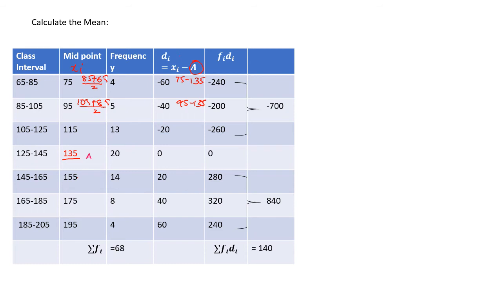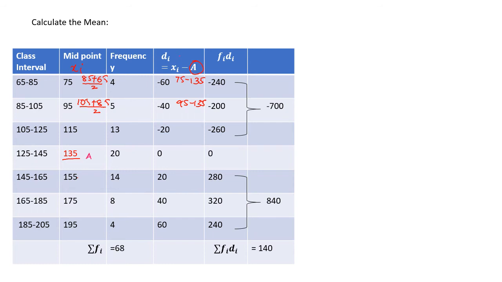Frequency is written. Now we are using the assumed mean method. So here we need to reduce the xi. To reduce the xi, we find A, that is the assumed mean. So we are assuming the assumed mean as 135. The formula is di equals xi minus A. So xi in this case is 75. 75 minus 135 will give you minus 60. 95 minus 135 will give you minus 40. 115 minus 135 will give you minus 20.